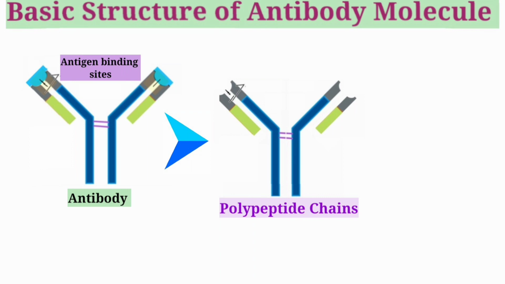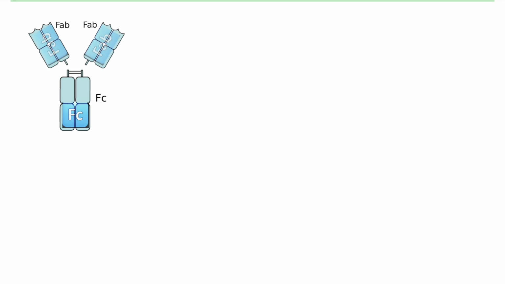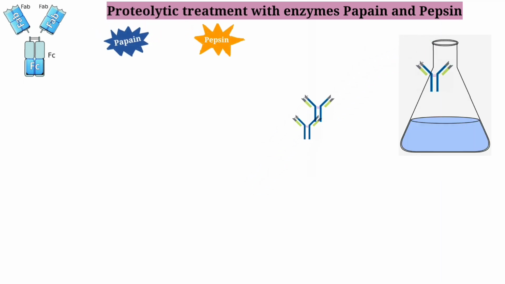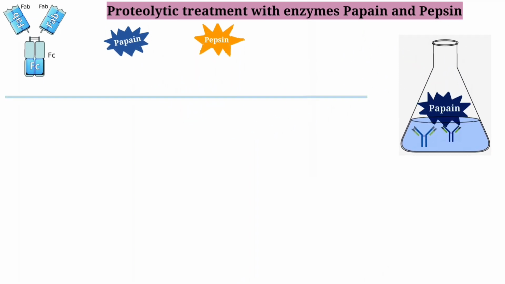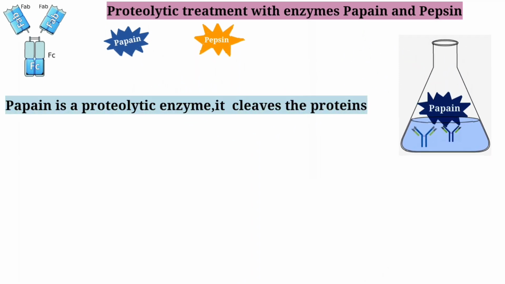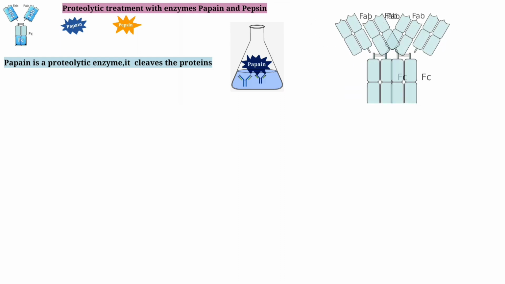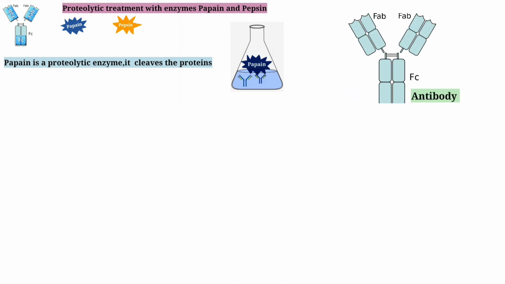You must have come across the terms Fab and Fc in immunology. To understand these terms, we need to look at a key experiment which reveals the antibody structure. Proteolytic treatment of immunoglobulin with enzyme papain and pepsin. When antibody is treated with papain, papain is a proteolytic enzyme. As the name suggests, it cleaves the proteins. We know that immunoglobulins or antibodies are also proteins.